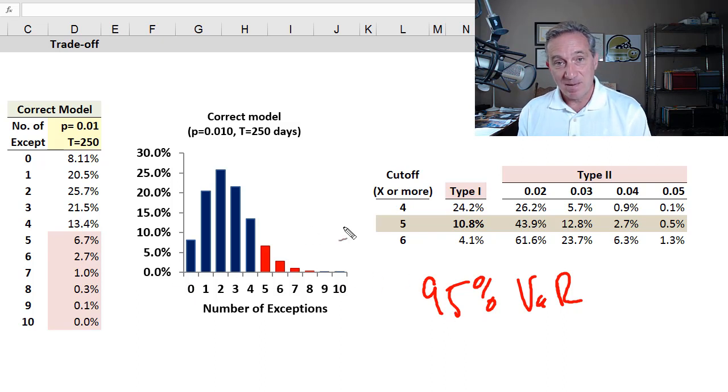This video is about the back test of a VaR, which is a very handy statistical tool that we have at our disposal to back test, or to test the validity of, this model. The back test will allow us to make a decision as to whether to accept this as a good VaR model or to reject it.